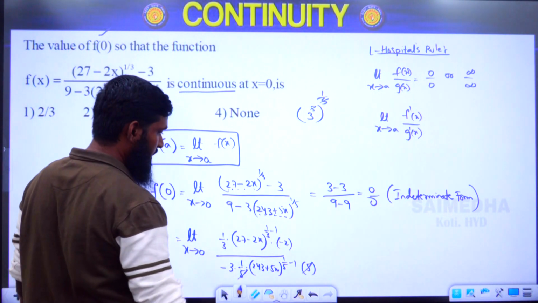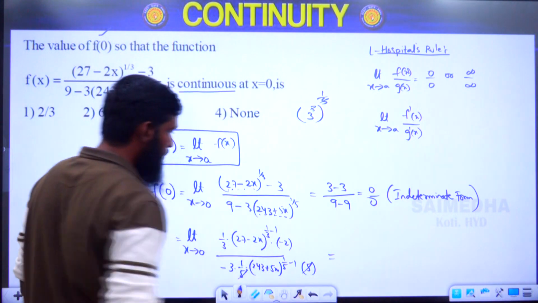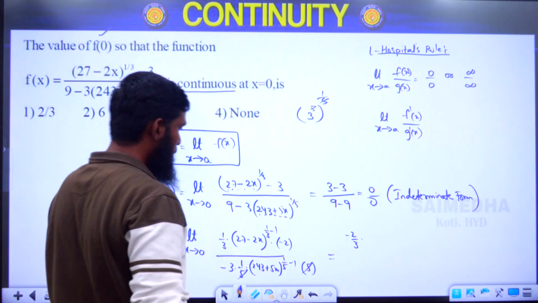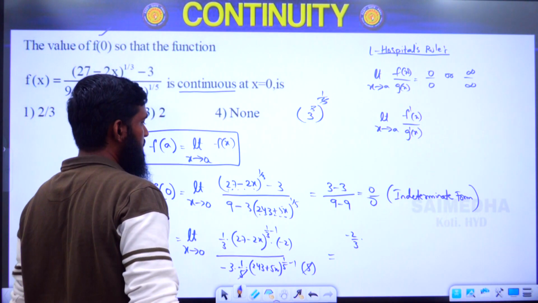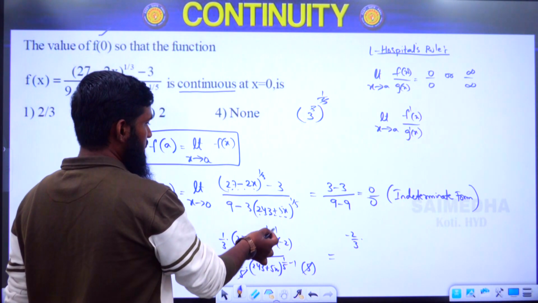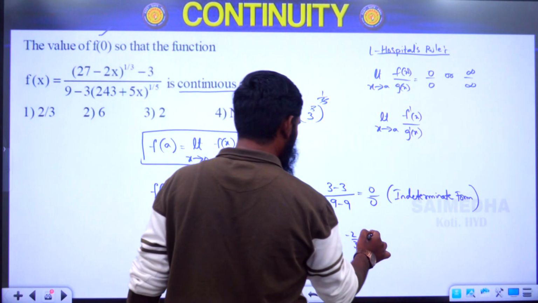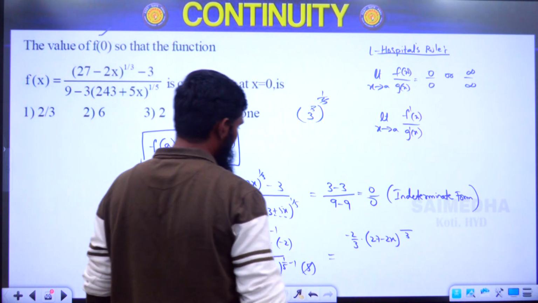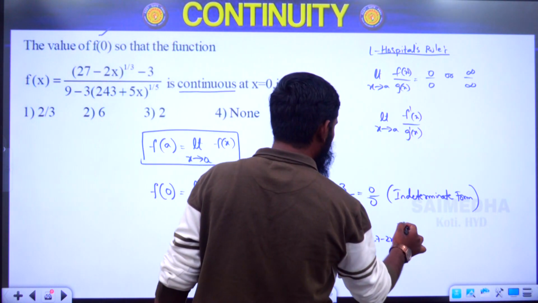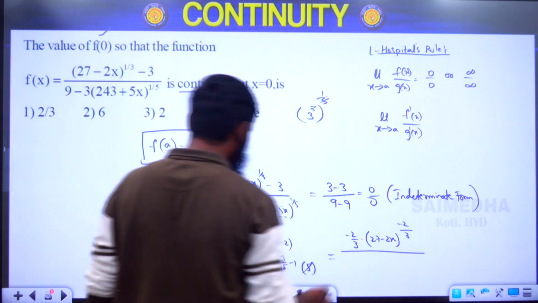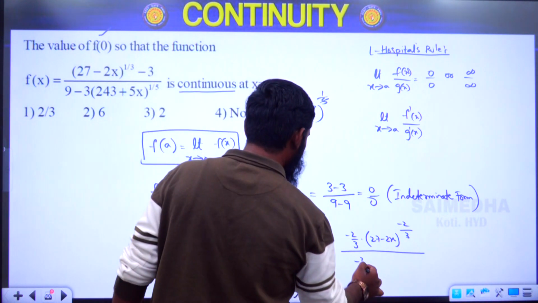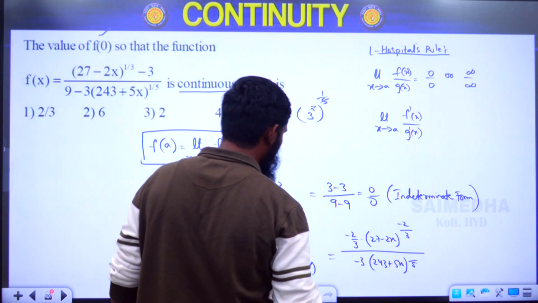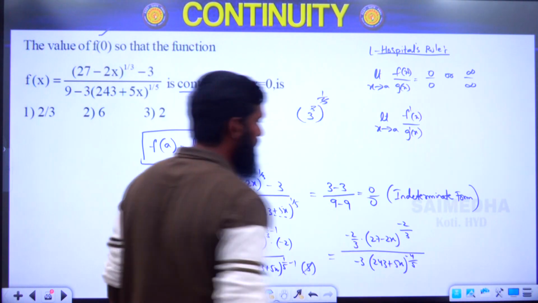So this part 5 gets cancelled. It is equals to, now what we are getting the answer, minus 2 by 3. Over here we are taking minus 2 by 3 into, and 1 by 3 minus 1. 1 by 3 minus 1 means what we can write? 1 by 3 minus 1 means over here, let us take this one first. 27 minus 2x whole power. This part is 3 we have taken, and 1 minus 3 means minus 2 by 3. Okay, this part we have taken. Now next, divided by, what is left over here? Minus 3. Minus 3 into 243 plus 5x. LCM is 5 and 1 minus 5 means minus 4. Okay, this part we have taken.